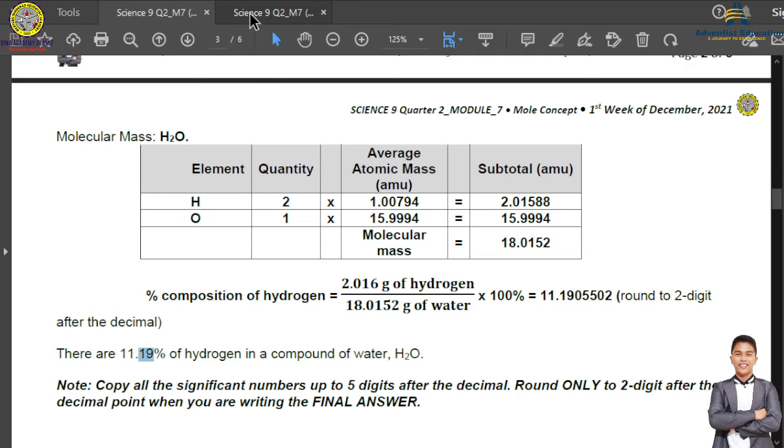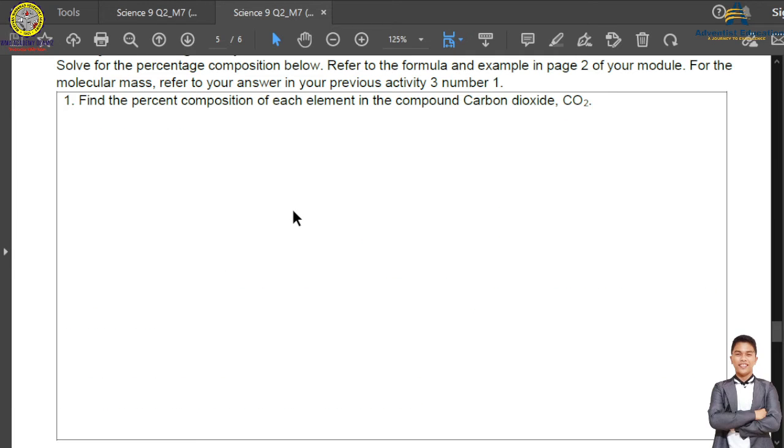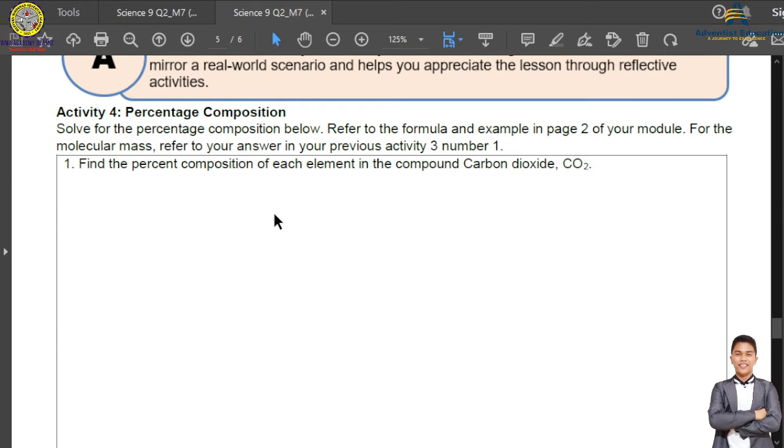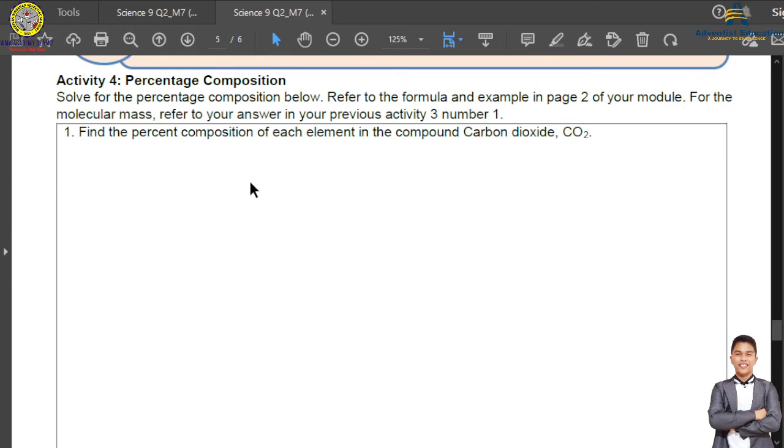So let's try to look at your activity. Here in your activity, which is on the percentage composition, you are going to find the percent composition of each element in the compound carbon dioxide. Remember that in carbon dioxide, there are only two elements that you need to find the percent composition of, and that is carbon and oxygen. Using the formula from before, let's try to find the element carbon.